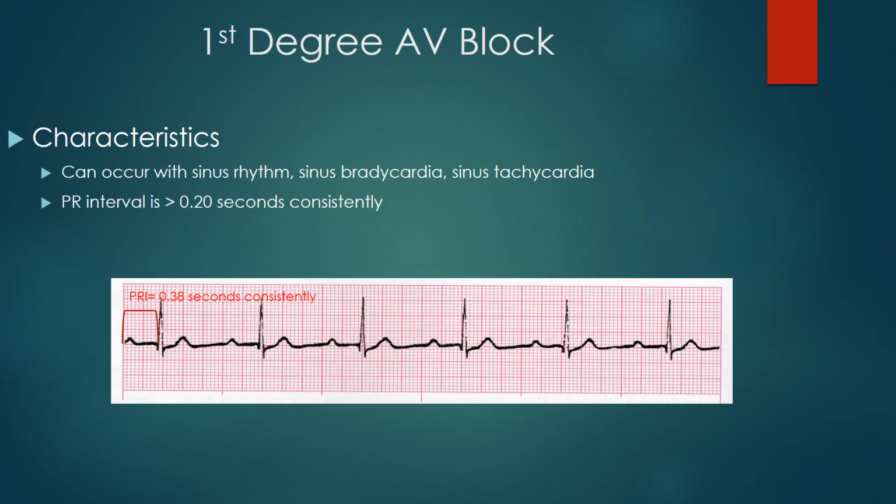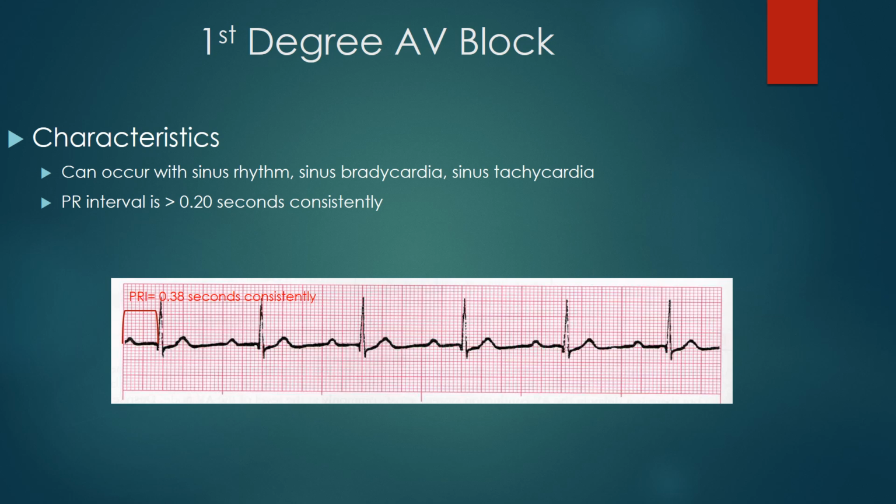So in first degree AV block, it's really quite simple. All we have is a little bit too long of a pause at the AV node. So remember, with AV blocks, we're looking at the PR interval. So a normal PR interval is 0.12 to 0.20 seconds. But in first degree AV block, the PR interval is longer than normal, over 0.2 seconds. So the key thing to remember here is that is all that is wrong.